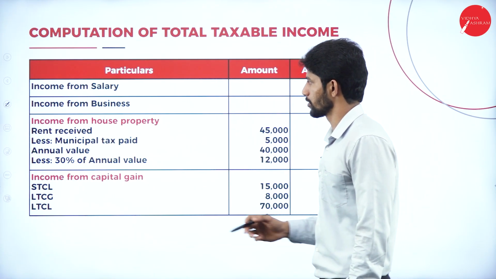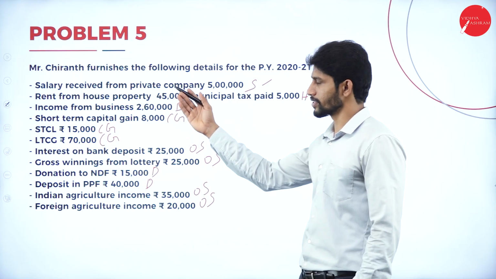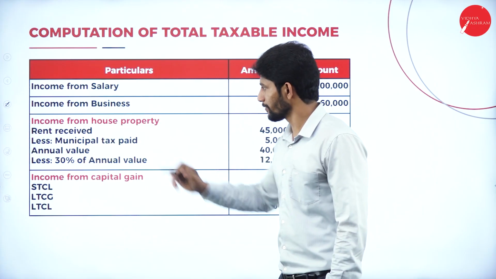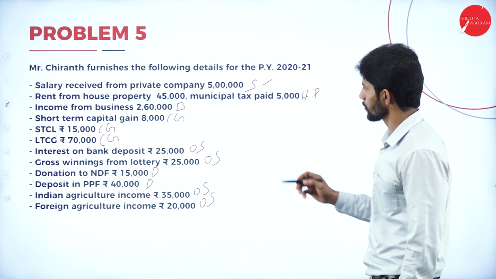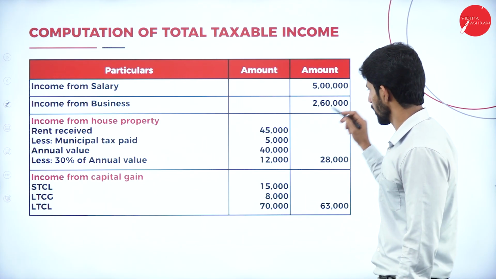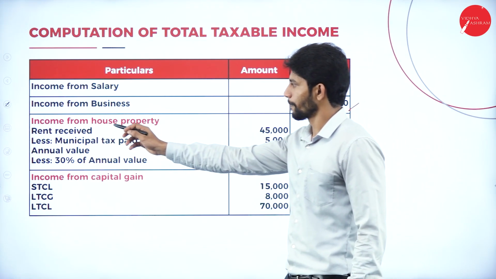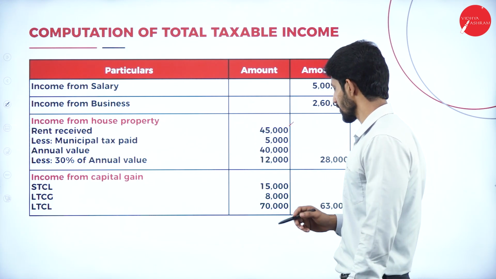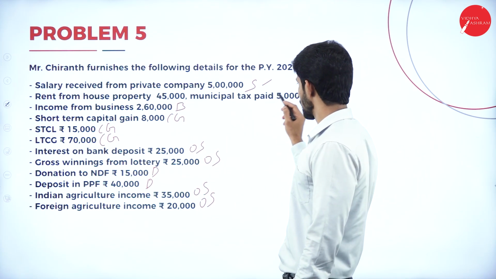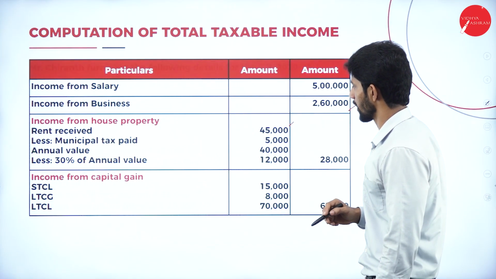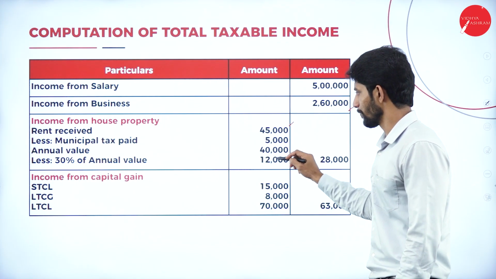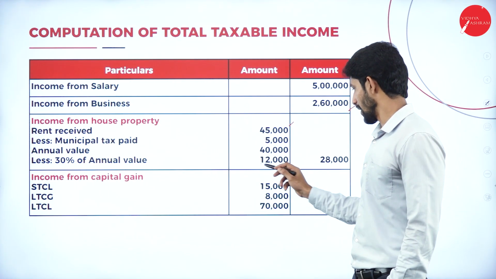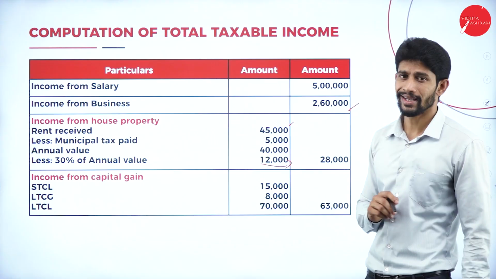Particulars, amount. So income from salaries. What is the income from salary here? 5 lakhs. So here 5 lakh rupees. Next, income from business. It is rupees 2,60,000 in the problem. So take 2,60,000. Next, income from house property. Rent received is 45,000 less municipal tax. So what is the municipal tax given in the problem? It is 5,000. So deduct that 5,000. You will get balance 40,000. From 40,000, deduct 30% of annual value. That is 12,000. The balance outer column, that is 28,000.